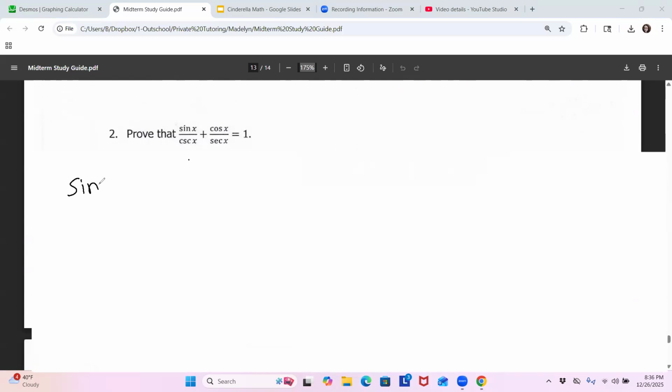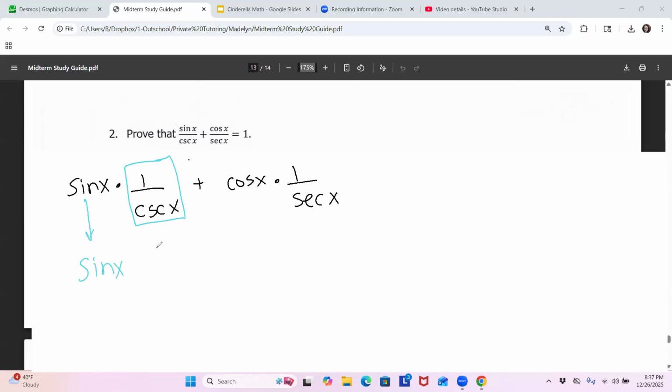So we have sine x, and then you could change this to 1 over cosecant plus cos 1 over secant. All right. But the flip of cosecant is sine. Like, again, this would be under your reciprocal identities. A cosecant on the bottom is a sine. So drop this one down. And then this is just sine. Plus, drop this one down. A secant on the bottom is just cosine. This is under reciprocal again. This is just cosine.